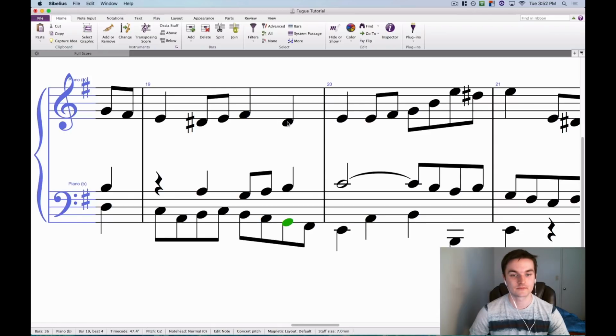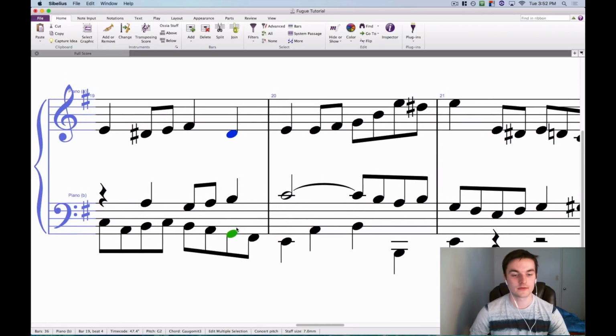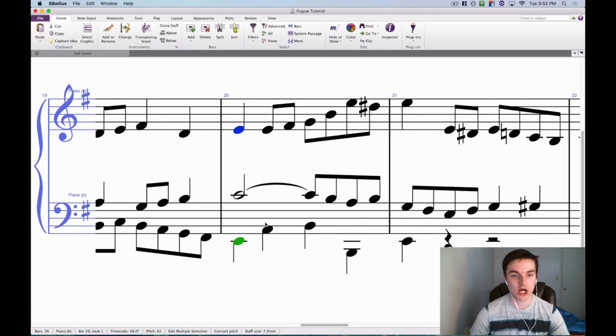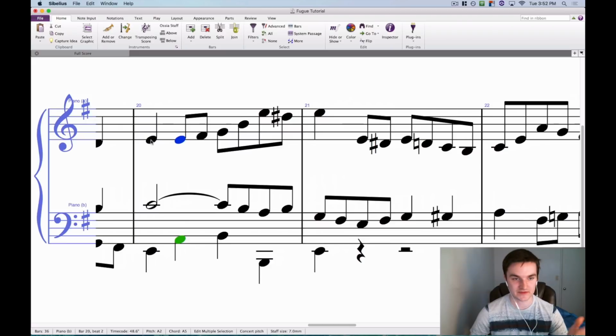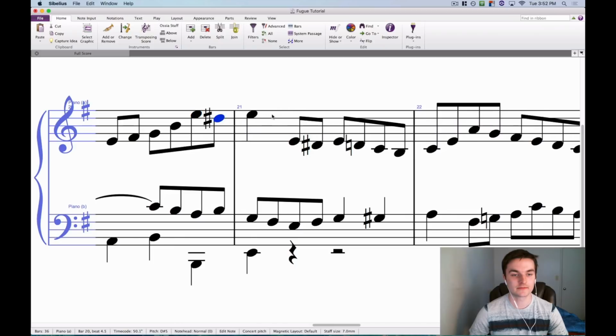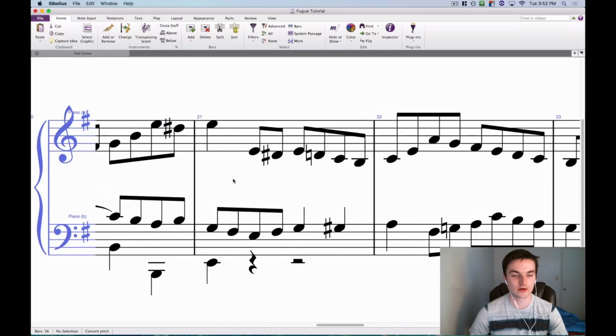Sixth, accented passing tone, which resolves to a sixth. Octave. Fifth, like we saw before, basically just the oblique motion. Sixth, octave, right? And then we have this 4-3, which resolves to an octave, right?